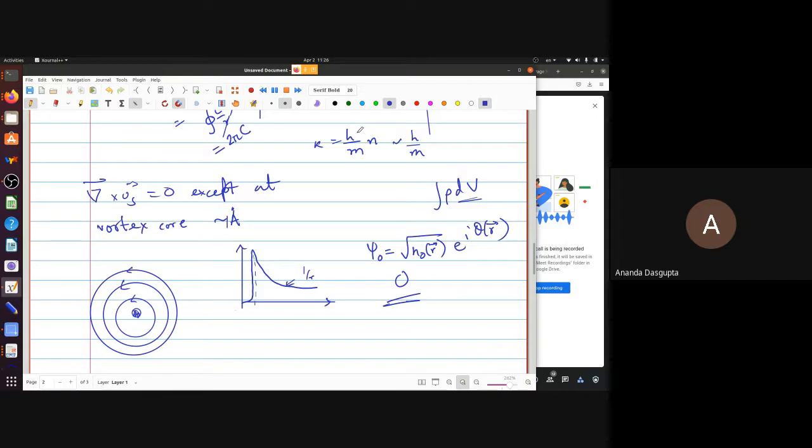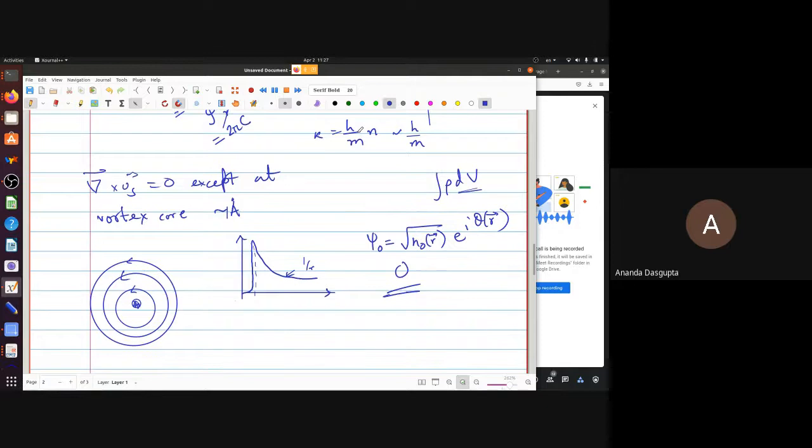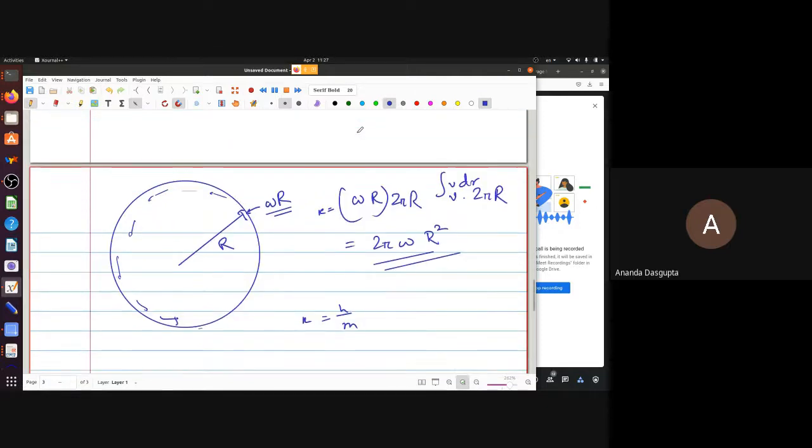Even if you somehow manage to excite higher order flow quantization, so 2h by m, 3h by m, that's still a microscopically small number compared to the circulation that the fluid actually has, which is 2 pi omega r squared, which can be quite huge, macroscopically large. So whereas a vortex can essentially only have a circulation like this, the fluid has a much larger circulation. How is that possible?